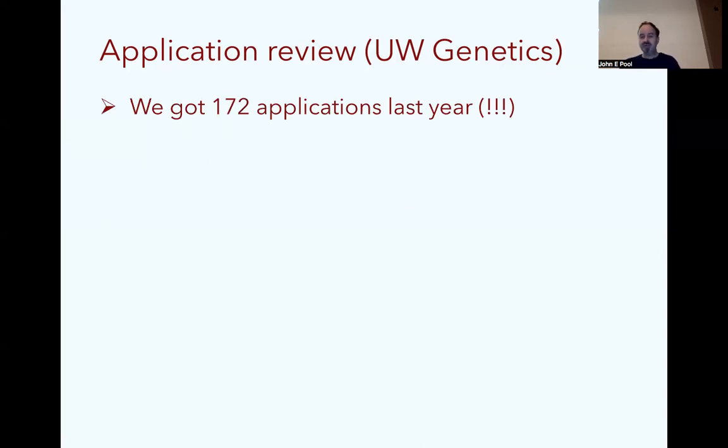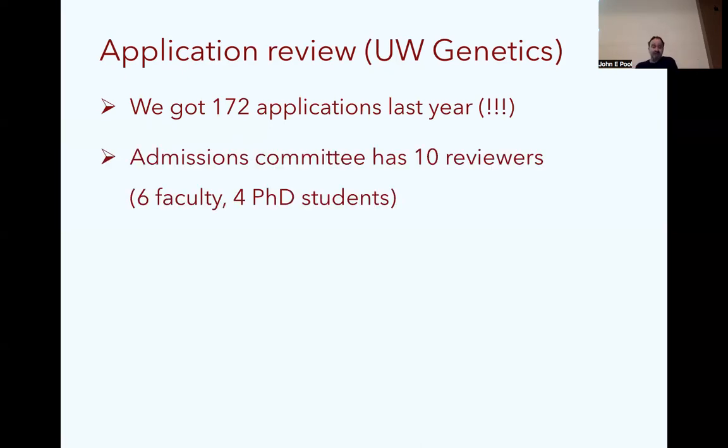For perspective, our own fairly modest sized graduate program got 172 applications last year. And from my perspective, that's both wonderful because it means there's a lot of interest in the program, but also challenging because it means we have to review 172 applications as a committee. Our committee is largely this group of 10 people, 6 of whom are faculty, including me, and then 4 of our current PhD students, who serve on the admissions committee in any given year. So we have 10 people who can review applications, and that helps, but there's still a multiplier on whatever you want to do with these 172.